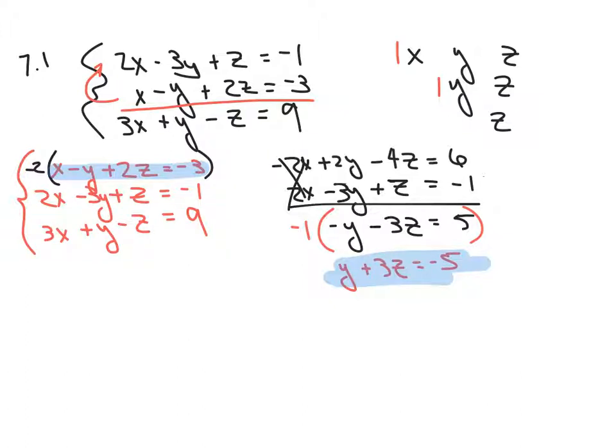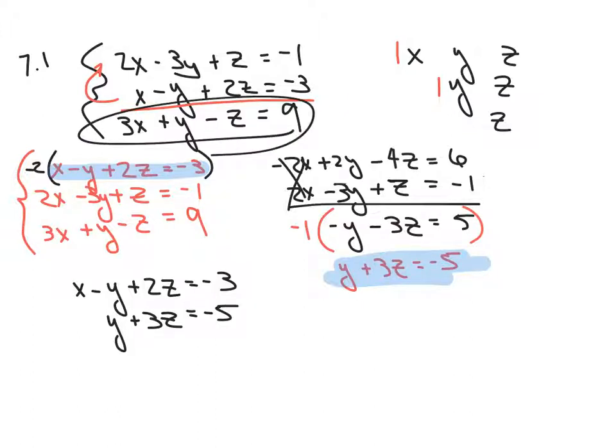So this is what I have so far. I'm going to write this, and I'm going to write this, and then the third part here that I haven't done anything to, I'm going to write that just so you can make sure that we're keeping track of what's going on here. And then I've got my y plus 3z equals negative 5. And then I have this. So let's go ahead and write that.